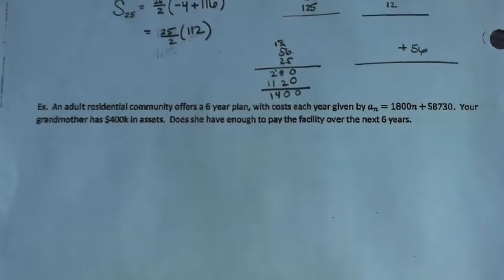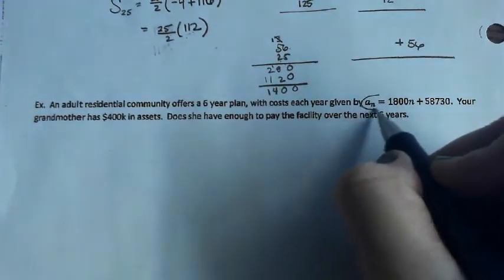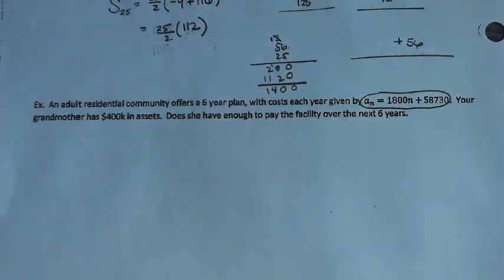All right. And then an actual predicament we might be in someday. An adult residential community offers a 6-year plan with costs each year given by this formula. Your grandmother has $400,000 in assets. Does she have enough to pay the facility over the next 6 years? Right. You think having $400,000 would be enough to take care of you until you have to pay for a nursing home. And then it's nothing.